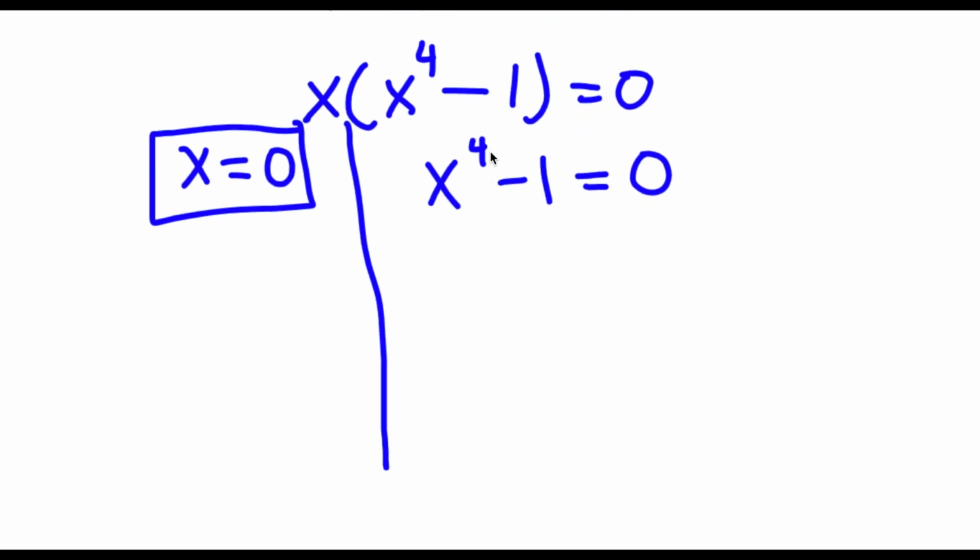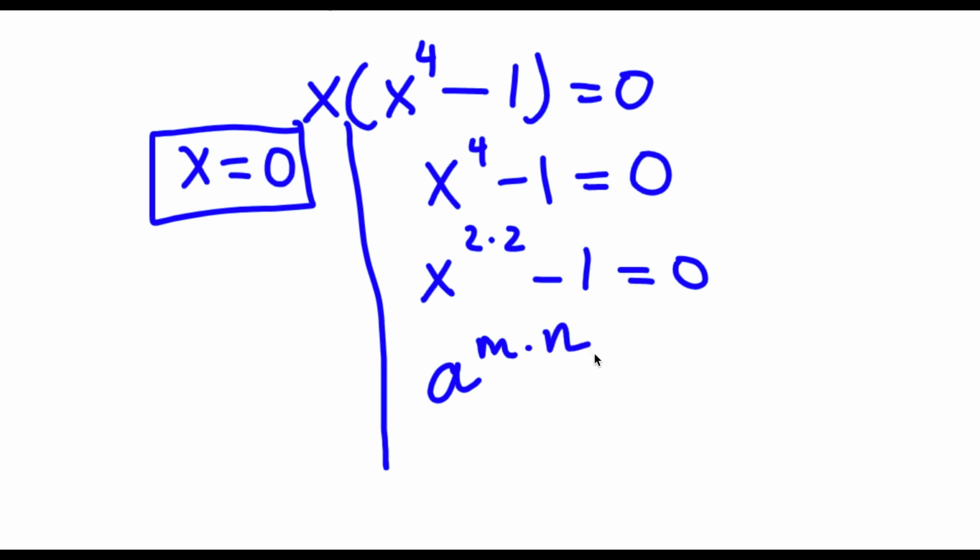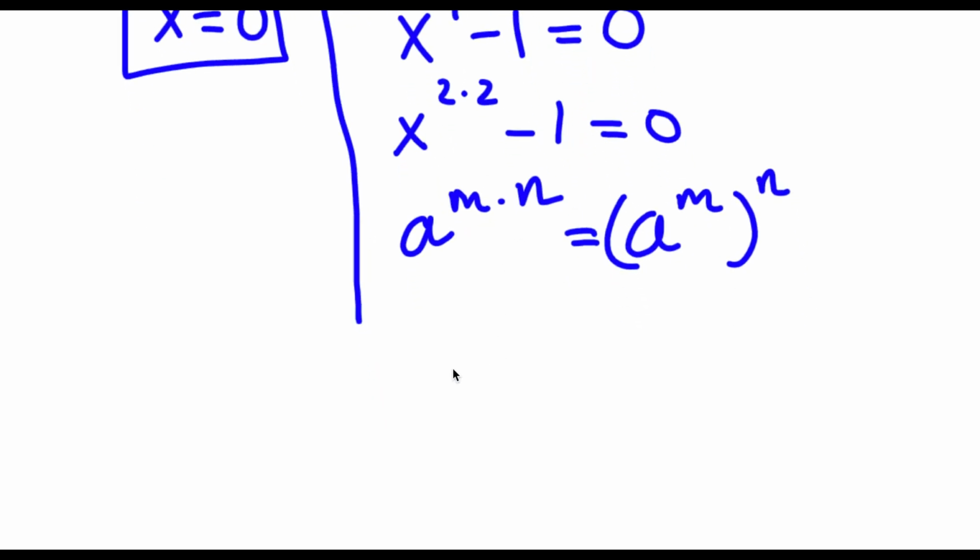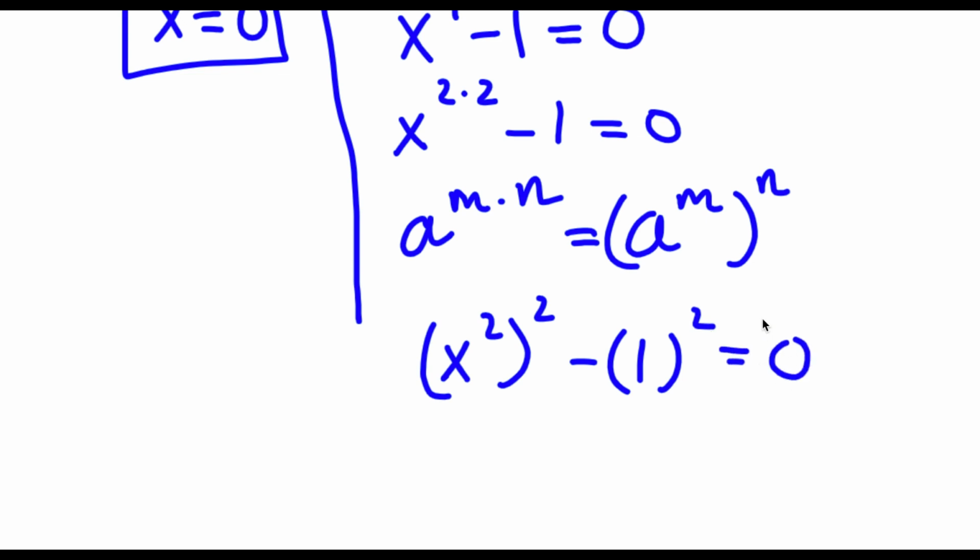Well, x to the power of 4, well, 4 here, this is the same thing as 2 times 2. So if I replace 2 times 2 with 4, I get x to the power of 2 times 2 minus 1 is equal to 0. Now, if I have something in the form a to the power of m times n, we can write this as a to the power of m to the power of n. So x to the power of 2 times 2 is going to be x to the power of 2 to the power of 2. And 1, this is the same thing as 1 squared. So I have minus 1 squared is equal to 0.